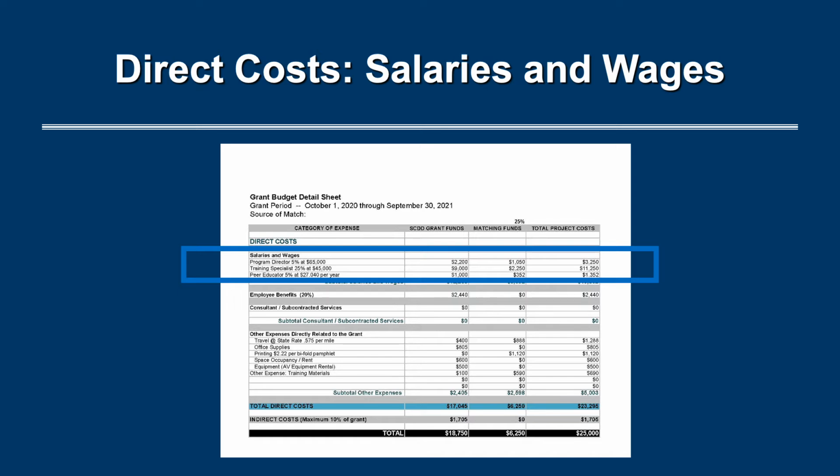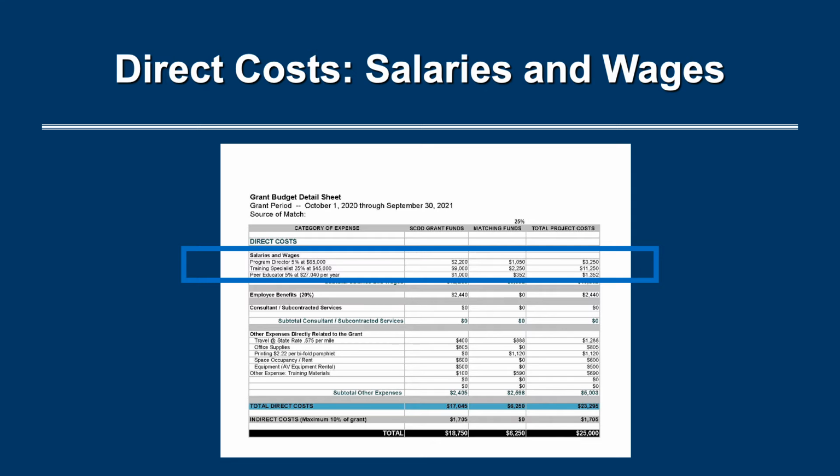Let's take a look at the section where there is a blue rectangular box outlining the personnel listed under salaries and wages. Ruby Red listed 3 staff members as line items under salaries and wages. For each staff member, their functional title, percentage of time dedicated to the project, and annual salary are listed. For example, the project director was listed at 5% of her annual salary of $65,000. That comes to a total project cost of $3,250.